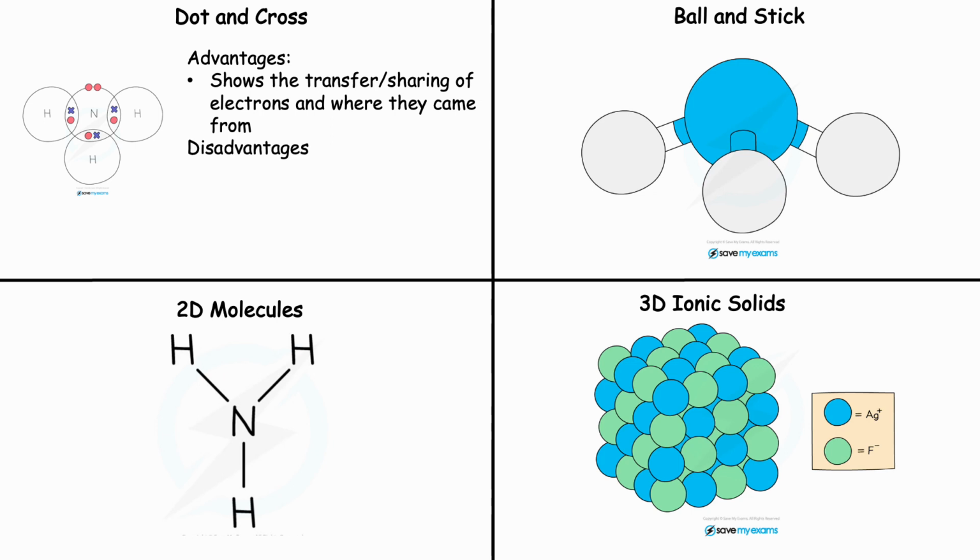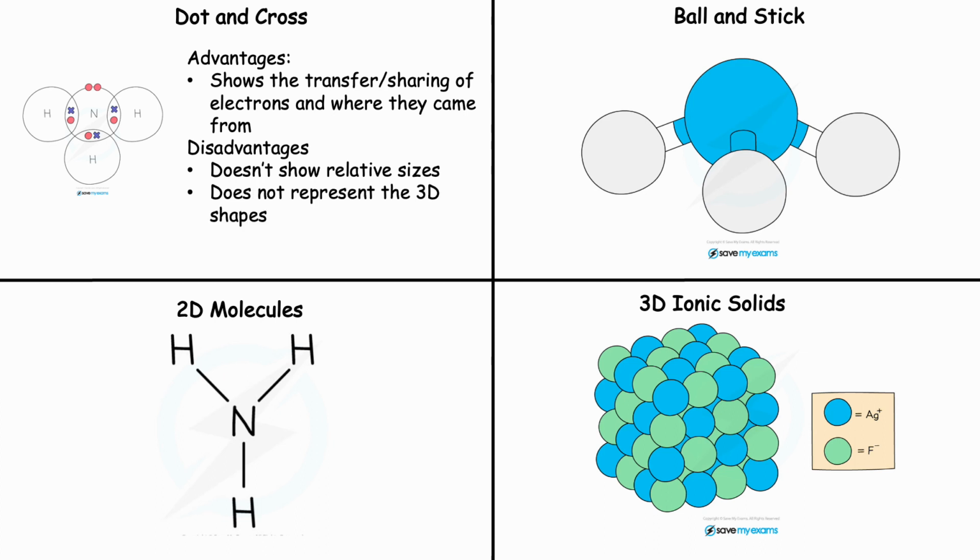However, it doesn't show us the size of the atoms. So on this, you might think nitrogen and hydrogen are the same size because these circles have been drawn the same size. And it doesn't show the shape in 3D. We know these molecules don't exist in the 2-dimensional plane. They are 3D molecules. So the better model will show us them in 3D.